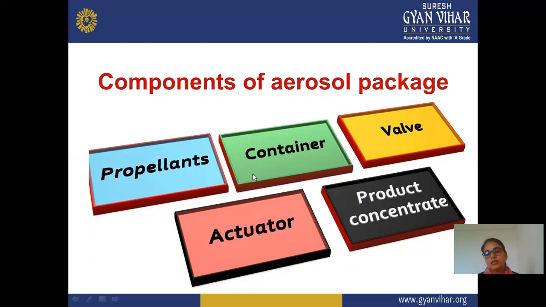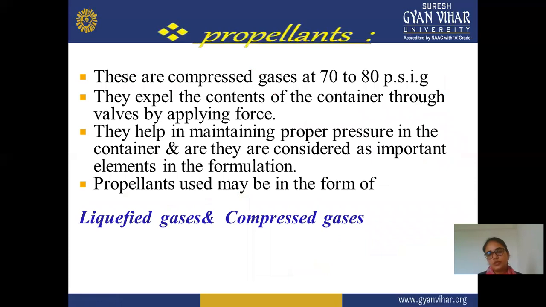Next is the container. This is the container or bottle that is required for packing the formulation in the aerosol. The valve is also part of the aerosol. Then the actuator, which is how you control the release, is also one of the parts of the aerosol. Next is the product concentrate, meaning how concentrated your product is. Next, we discuss these components one by one.